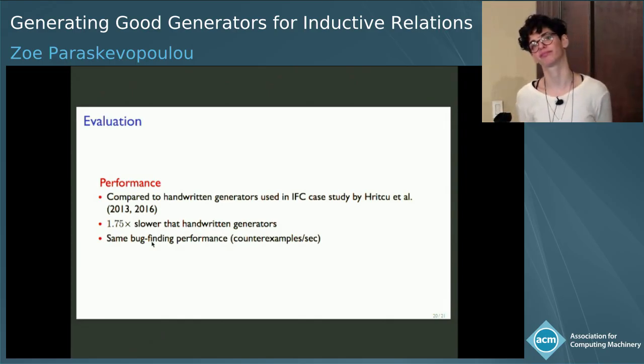Oh, maybe we can take that offline. Second question. So it was a different case study? It was a different case study that we used to measure counterexamples. Okay, thank you.